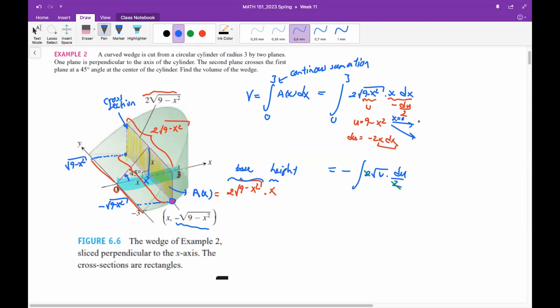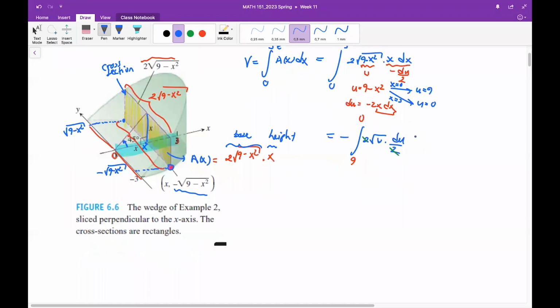If x is 0, u is 9. If x is 3, u becomes 0. So the new boundaries are from 9 to 0. Let's quickly compute this integral. It is minus, this is a power function, u to the power 1/2. So add 1 to the power, divide by the same power. And then you can safely insert the boundaries for u like that. If you insert 0, you will obtain 0, of course. Minus, there is another minus here, so plus. Now insert 9.